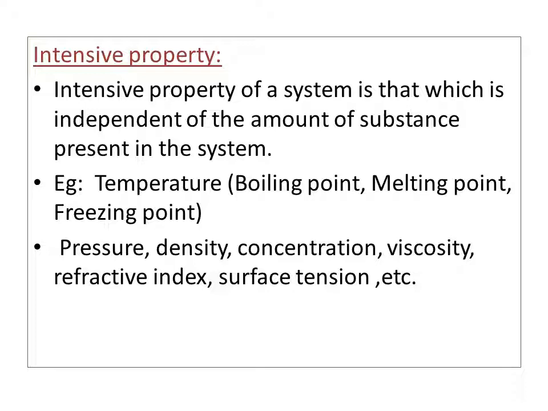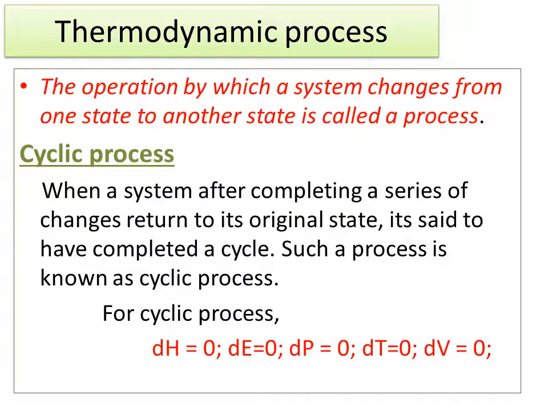For example, if you find the boiling point of 100 ml of water, the result is 100 degree Celsius. If you find the boiling point of 1000 ml of water, again the boiling point of water is 100 degree Celsius. So the boiling point does not depend upon the amount of water molecules.